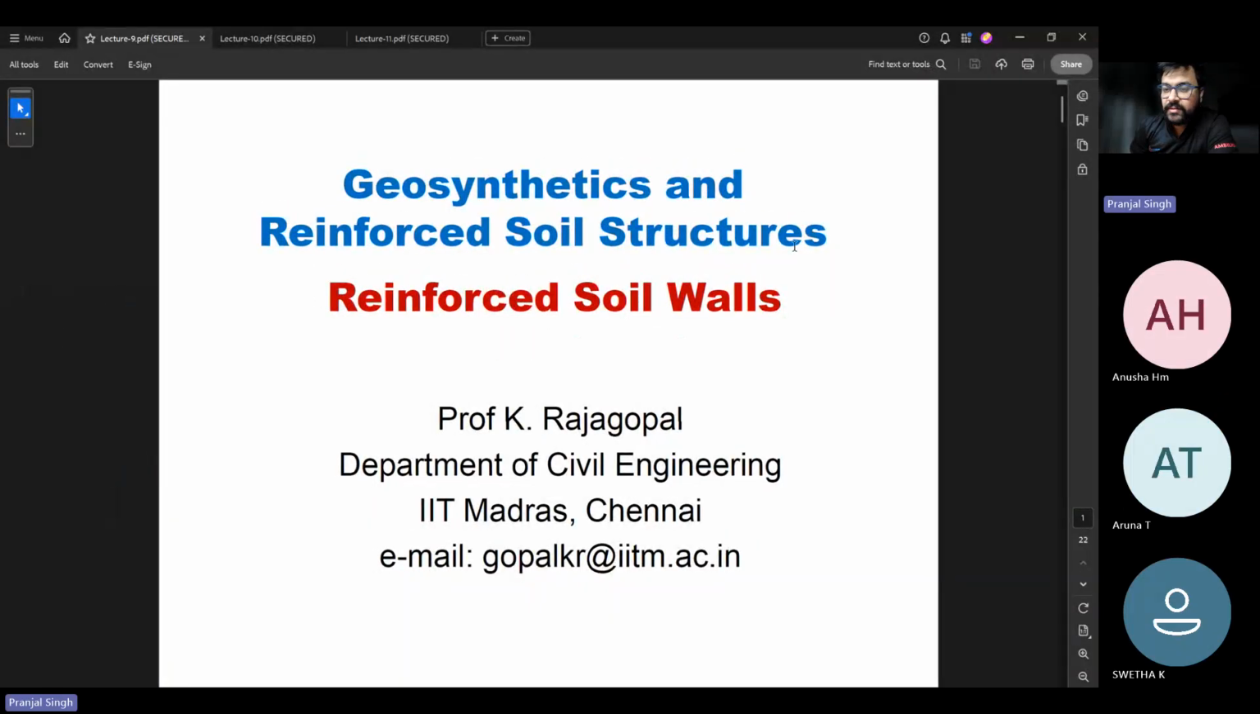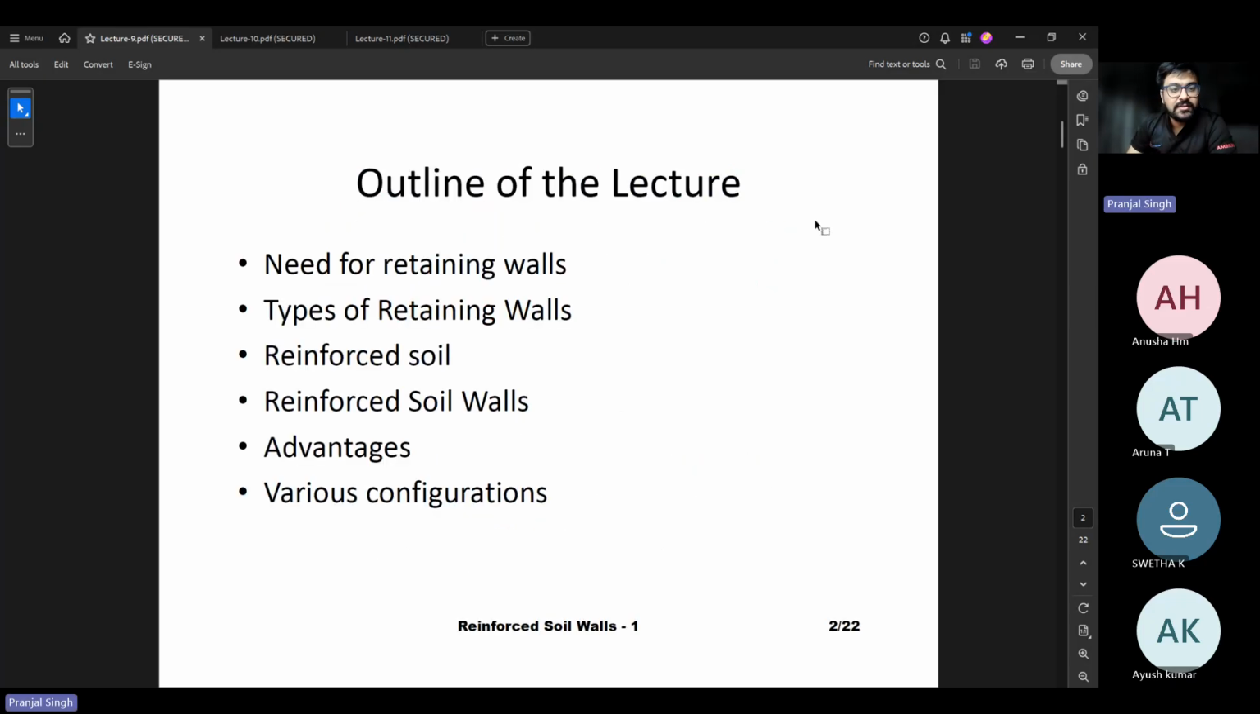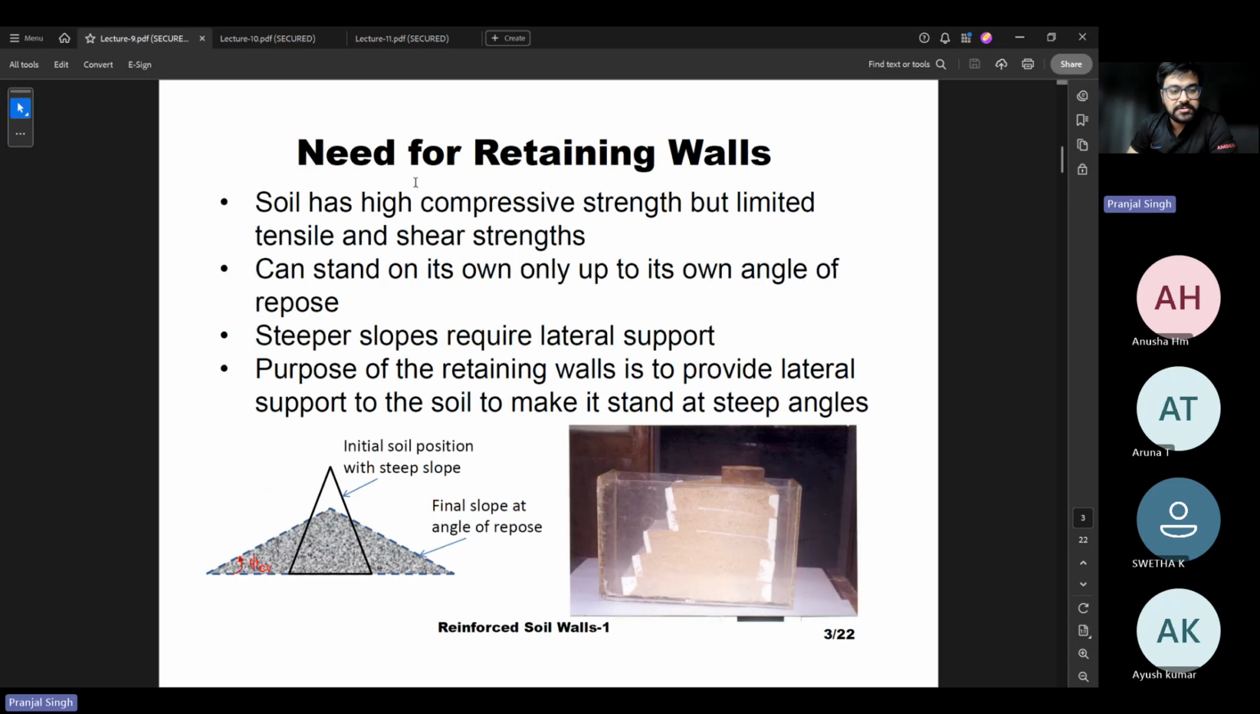So this is lecture number 9. We are talking about lectures number 9, 10, and 11. We have discussed reinforced soil walls, mostly the construction methodology, and we have also touched briefly on the design of reinforced soil walls. So the need for retaining walls, types of retaining walls.